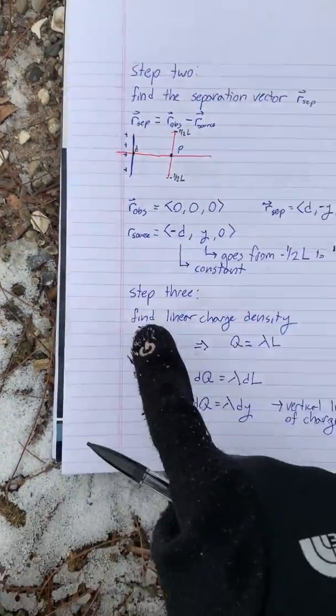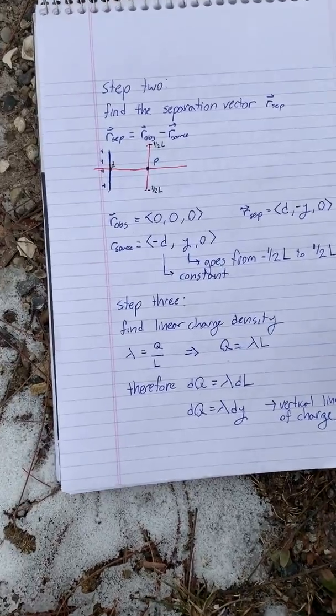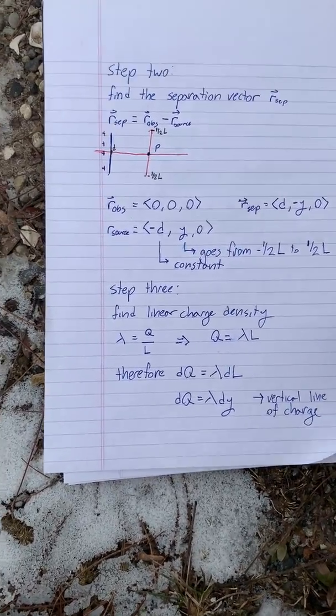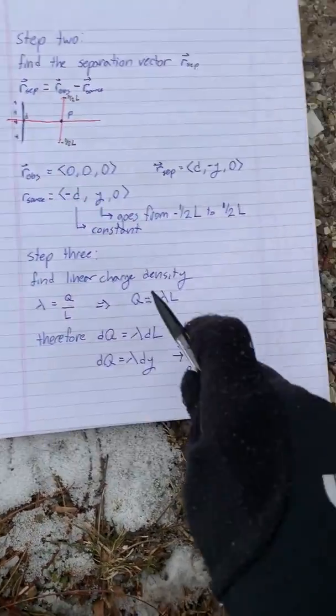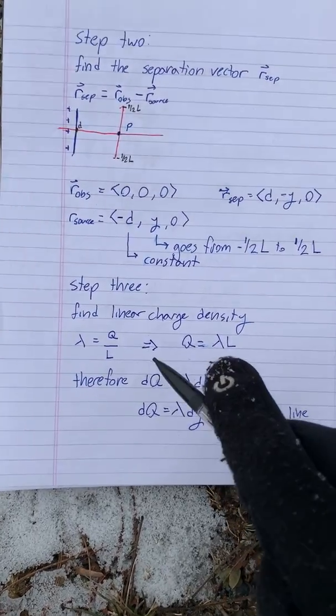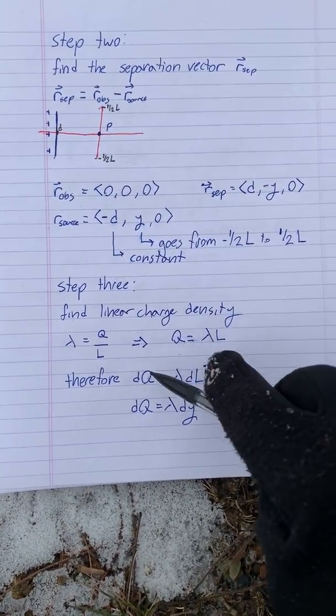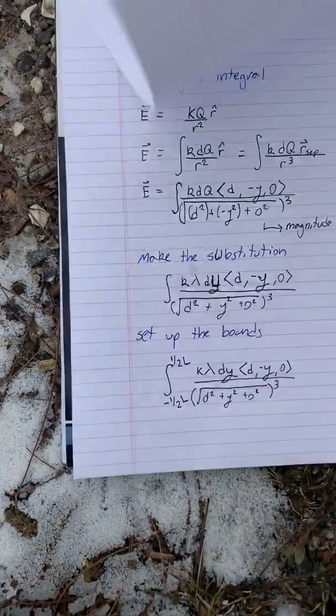Therefore, step 3, we're going to use a linear charge density, and we use this because it's easier to integrate over lines versus over a charge. So we know the linear charge density is the charge over the length. We can rewrite it this way, and that means you take the derivative of both sides, and a tiny chunk of charge is equal to the charge density times a tiny chunk of length.